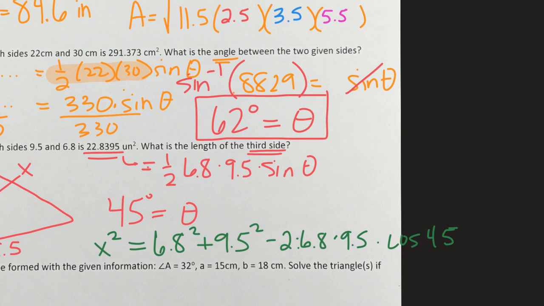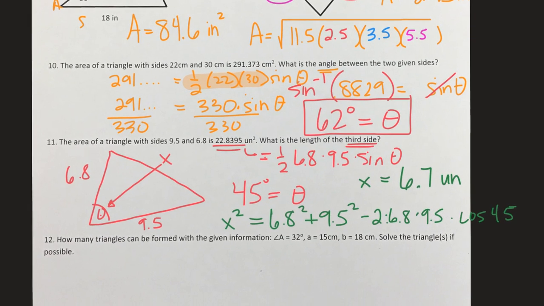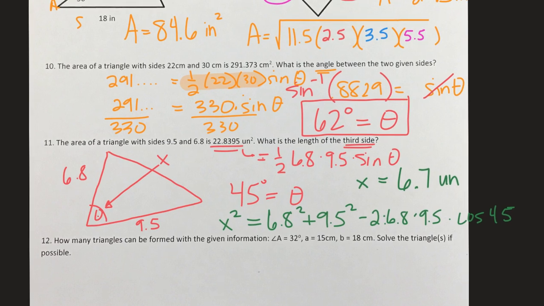Okay, so if you do that and you plug that all into your calculator, we can find our third side. 6.7 is what I got for that third side. Okay, so multi-step problem. First we have to find the angle before we can find the third side. Okay, some problem solving skills going on there.